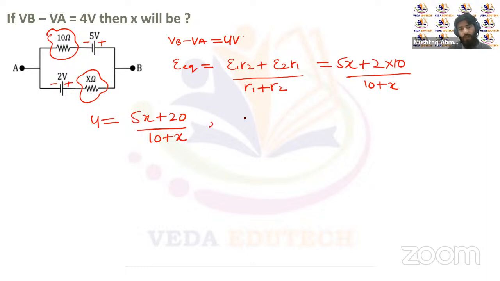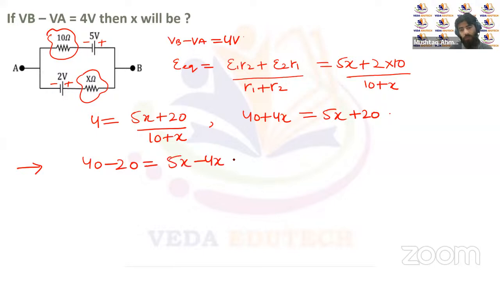We can rearrange it in this fashion: 40 plus 4X has to be equal to 5X plus 20. So from here, 40 minus 20 will be equal to 5X minus 4X, which is X. It means that the value of X is 20 ohms.